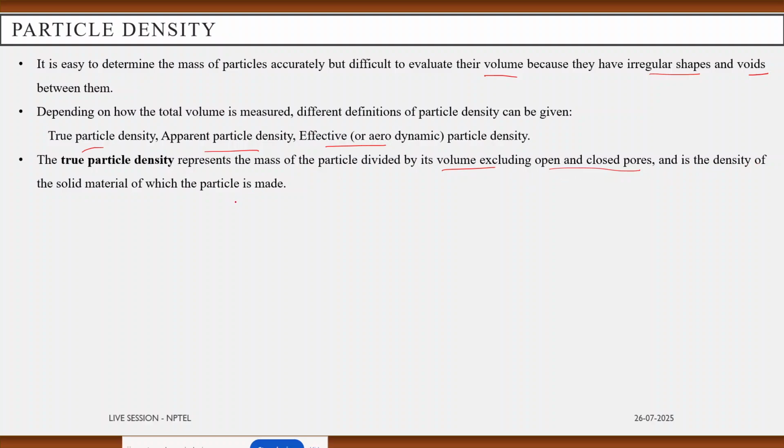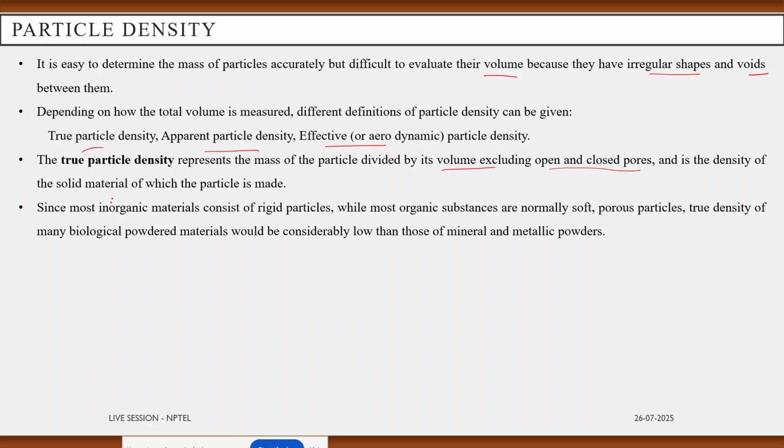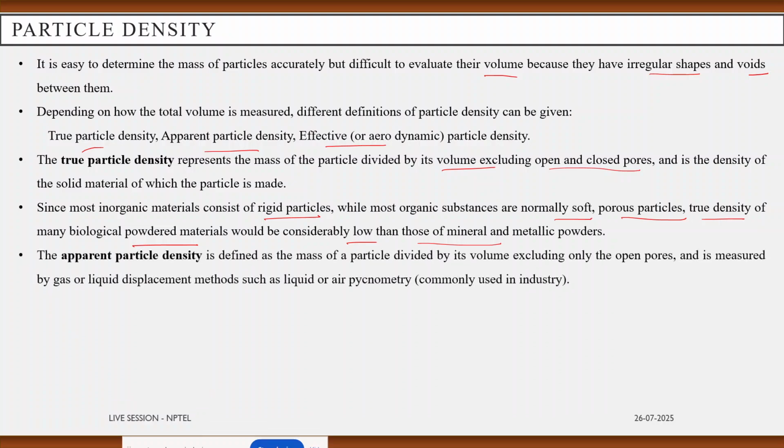And this is the density of the solid material of which the particle is made. It will denote the true particle density. Since most inorganic materials consist of rigid particles, while most organic substances are normally soft and porous particles, the true density of many biological powdered materials would be considerably lower than that of mineral or metallic powder.